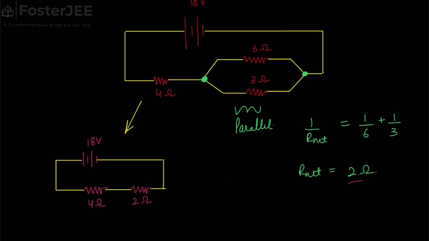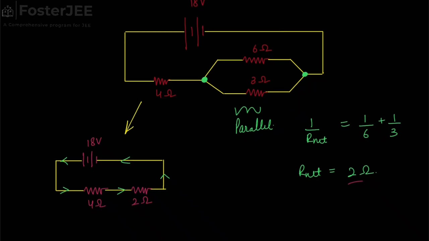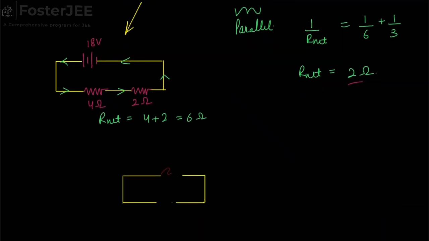Now, simple, these two resistors are in series, because if current is generated from this, then it will have to travel through both these resistors. So, these two are in series. So, in series, the net resistance is given by R net equals R1 plus R2, that is 4 plus 2, which is 6 ohm. So, our final circuit becomes like this, where this is an 18 volt battery and this is a 6 ohm resistor.